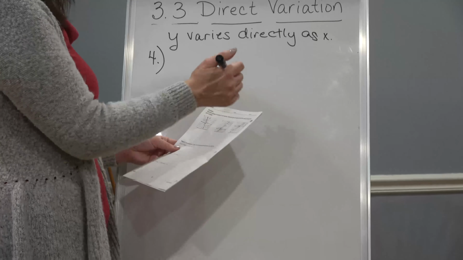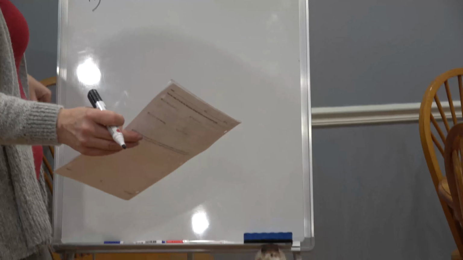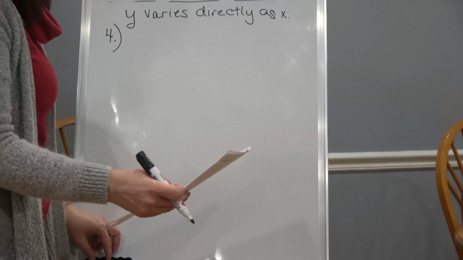Suppose y varies directly as x. Write the equation that relates x to y, then solve, okay?